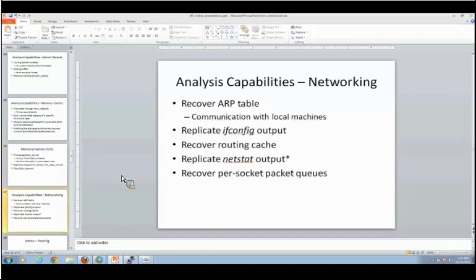The next capability I want to talk about is recovering networking information. The first one we have that's very important in things like data exfiltration or attackers jumping around the network is being able to recover the ARP table, because this is going to show you which machines the device that you're pulling memory from recently communicated with. And this is a good example of something that's never written to disk. So if you don't do memory analysis, you're not going to find it. Your only hope might be looking at a network capture if you have it.